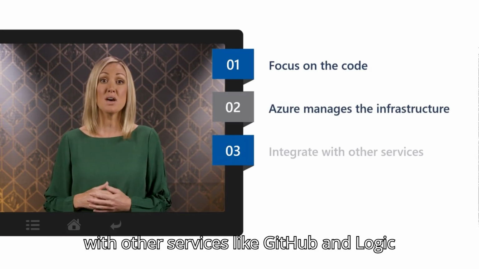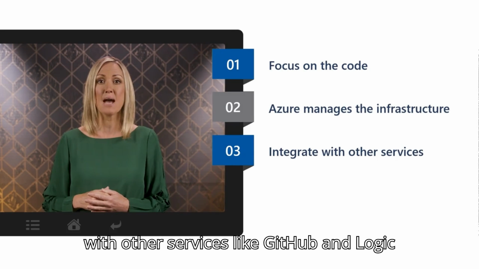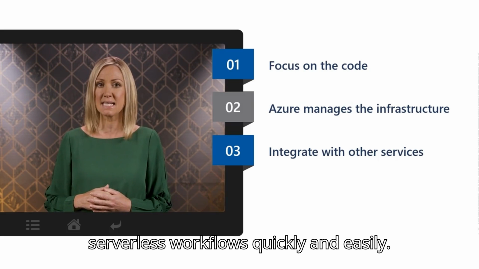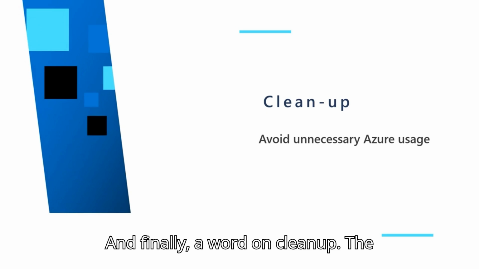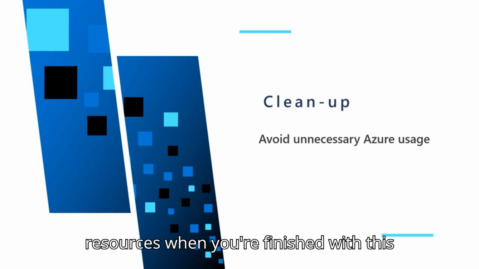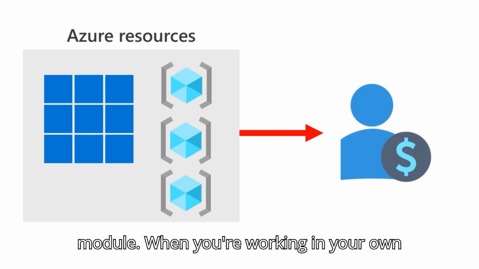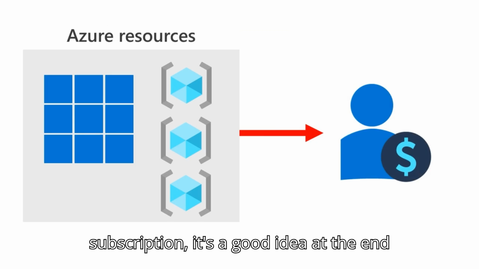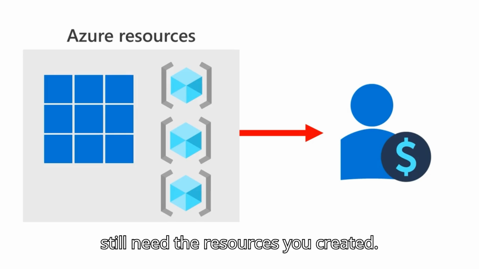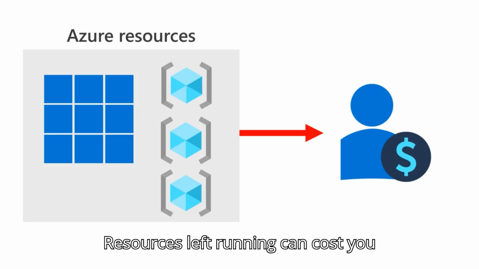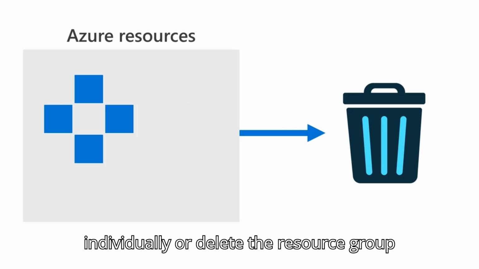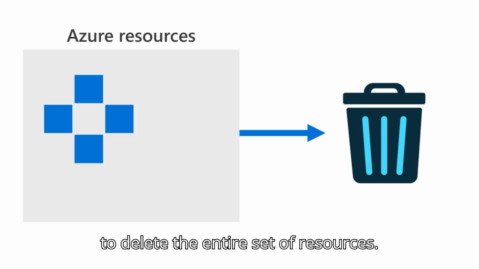Functions can integrate with other services like GitHub and Logic Apps to create complex and robust serverless workflows quickly and easily. And finally, a word on cleanup. The sandbox automatically cleans up your resources when you're finished with this module. When you're working in your own subscription, it's a good idea at the end of a project to identify whether you still need the resources you created. Resources left running can cost you money. You can delete resources individually or delete the resource group to delete the entire set of resources.